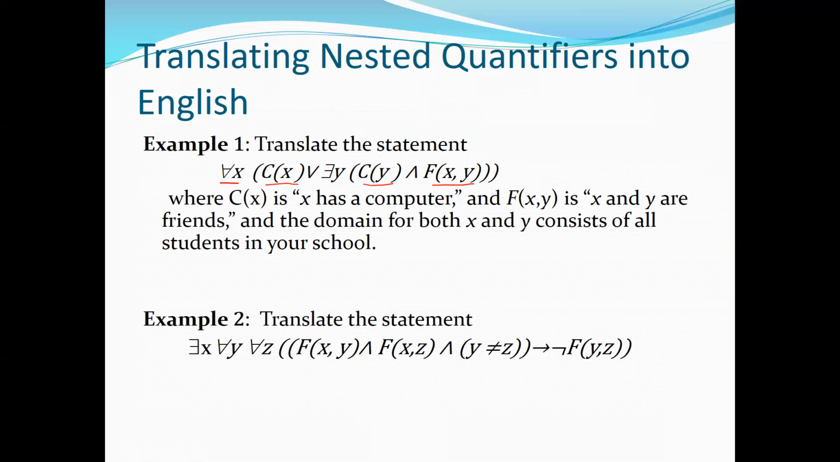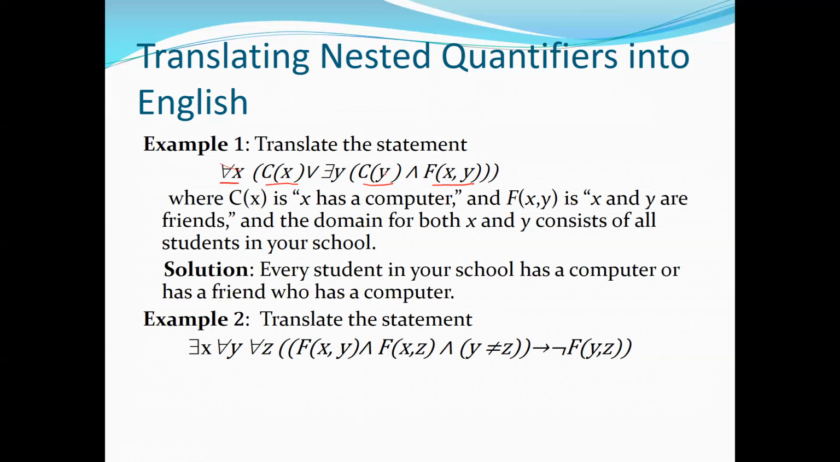So let's translate it into the English language. What does that mean? That means for all x values, C of x is x has a computer, F of x comma y is x and y are friends, and the domain for both x and y consists of all students in your school. Let's read it once again: for all x, C of x or there exists some y, C of y and F of x comma y. So for all the students in the school, either they have a computer or they have a friend y who has a computer. So that's the solution: every student in your school has a computer or has a friend who has a computer. Now let's translate the next statement into English.